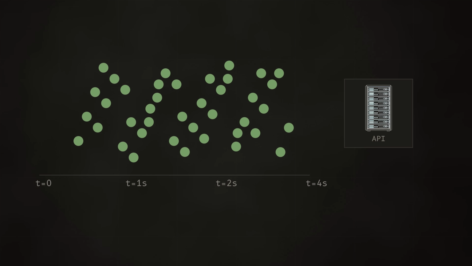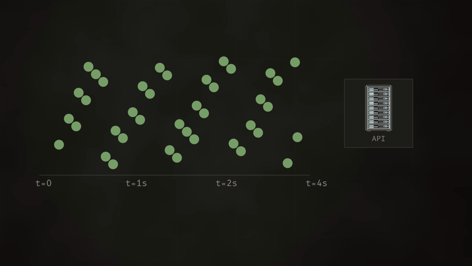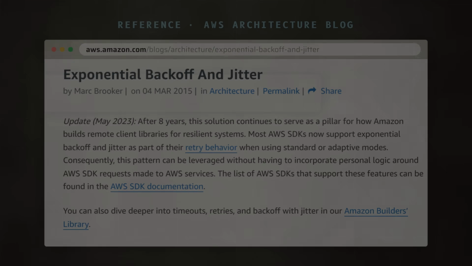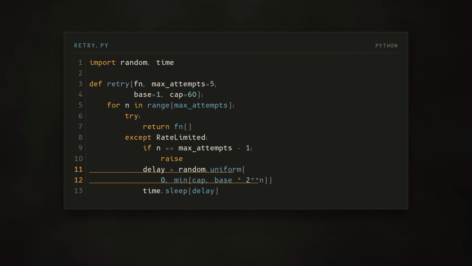The fix is jitter. Add randomness to each delay so retries spread out instead of stampeding. The simplest version is called full jitter. Instead of waiting the exact backoff delay, you wait a random amount between 0 and that delay. AWS published a blog post on this years ago, "Exponential Backoff and Jitter," and it's been the standard playbook ever since. Here it is in code. Random, bounded, exponential. That's the whole pattern.